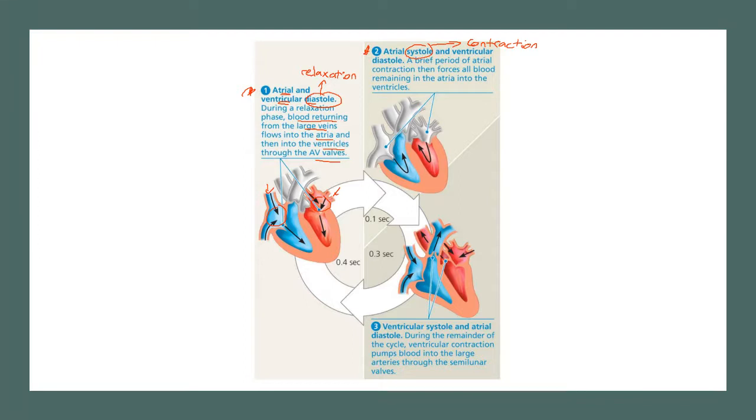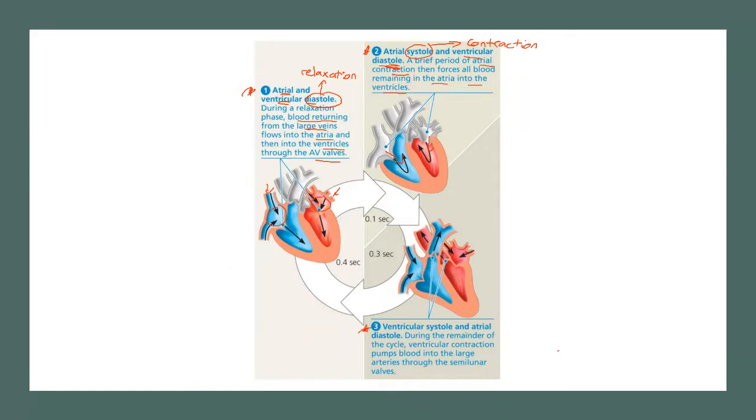So contraction, and the ventricle, however, is still relaxed. Make sure you understand that. The atria is contracting. That means we're adding some pressure to the blood because we want to get as much as possible into the ventricle. But the ventricle is still relaxed. It's still chilling. A brief period of atrial contraction then forces all blood remaining in the atria into the ventricles. That's necessary.